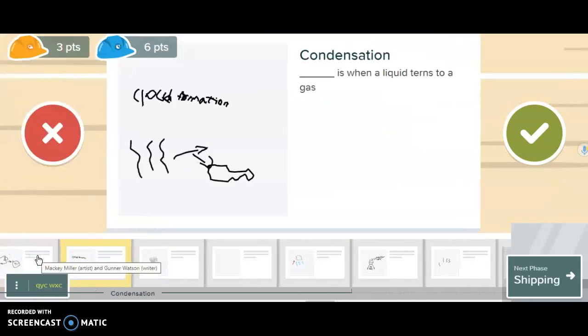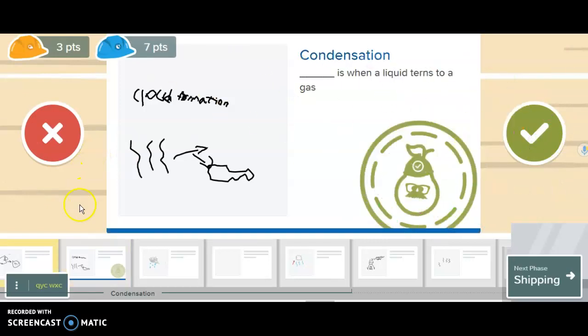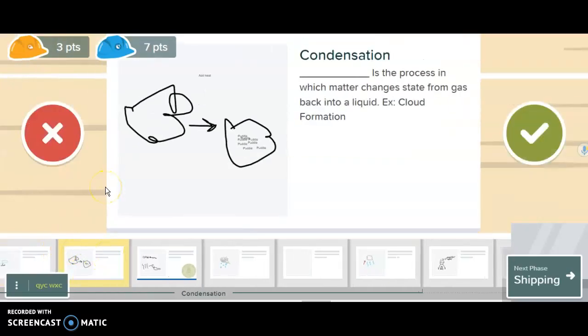Blank is when a liquid turns into a gas, and they put cloud formation. Who did this? No one's going to claim it. Going once, going twice. That's yours? All right. I actually like that one because it says condensation or a cloud formation. Blank is the process in which matter changes from gas back into a liquid. Example, cloud formation. Who did this? It's pretty awesome too. Gunner. Yep.